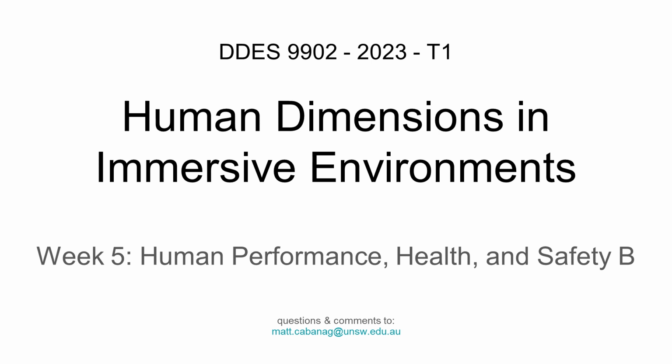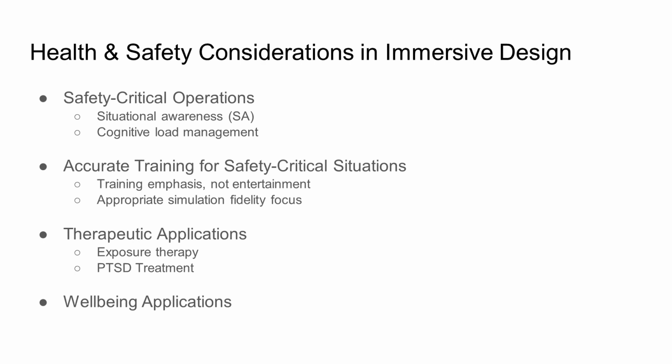Okay, we're back talking about human performance, health, and safety. Last time we talked about lower level considerations like reflexes and physical safety. This week we'll be talking a little bit more about higher level considerations at the psychological and human sociological level.